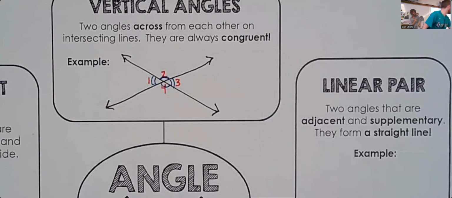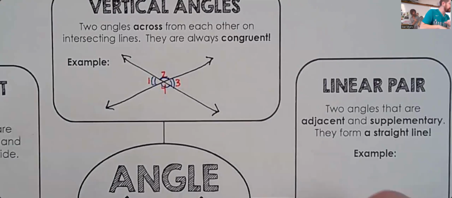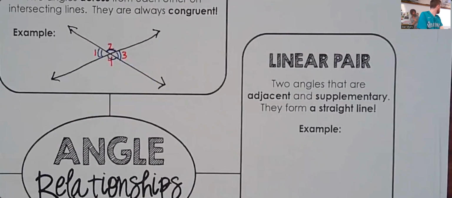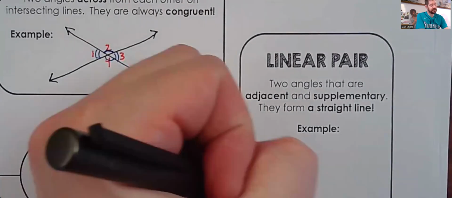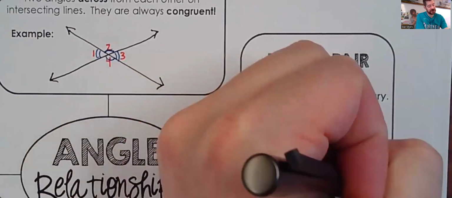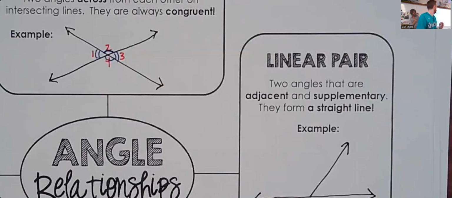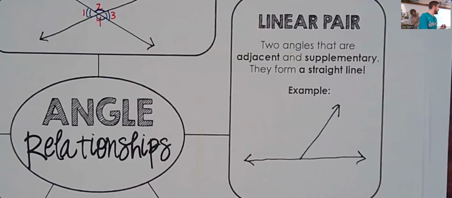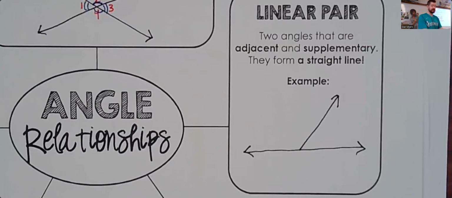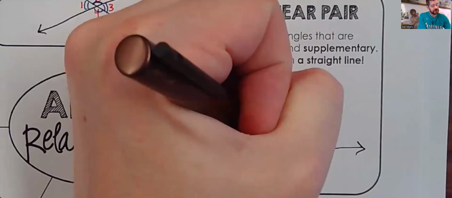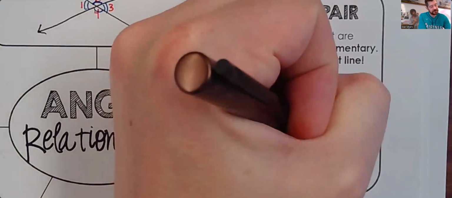All right, let's try to get this wrapped up and then we'll be done for the day. So linear pair, let's move on to linear pair. We'll go clockwise here. So next one, two angles that are adjacent and supplementary and they form a straight line. So here we go. Here's our line. There's a line through our line, or a ray extending from our line. And I think the example we said was 120 here and then 60 over here.